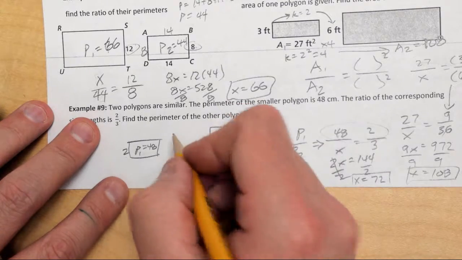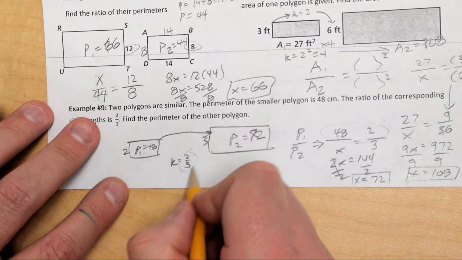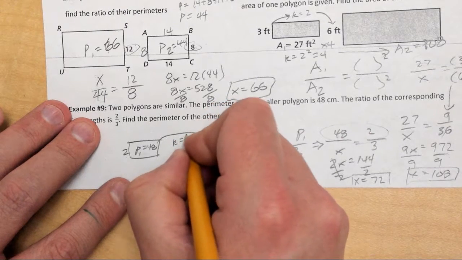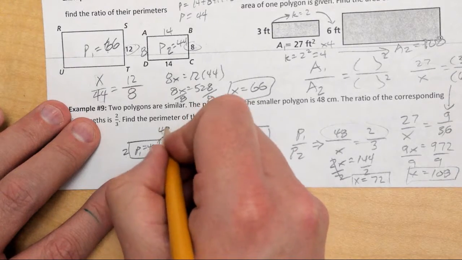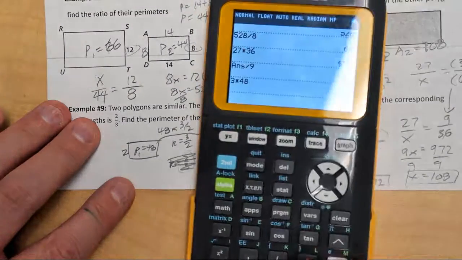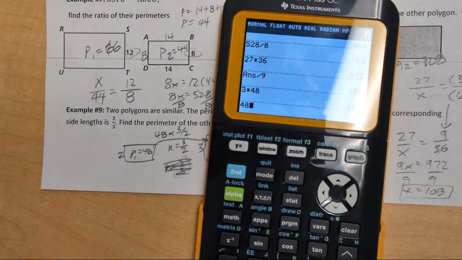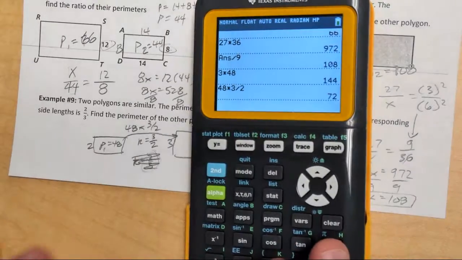Another approach here is, since you know the perimeter is getting bigger from left to right, my scale factor has to be greater than 1. So if my scale factor here is greater than 1, I just need to flip this to get 3 over 2. And so I can also do 48 times 3 over 2, and that would also get you 72 here. So you just take the scale factor from smaller to bigger, and you multiply that by the perimeter, and that will also get you your answer as well, which is what I got.